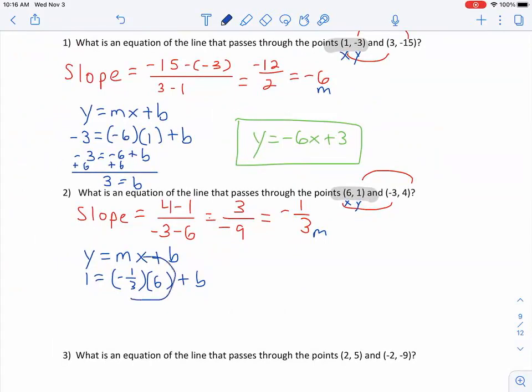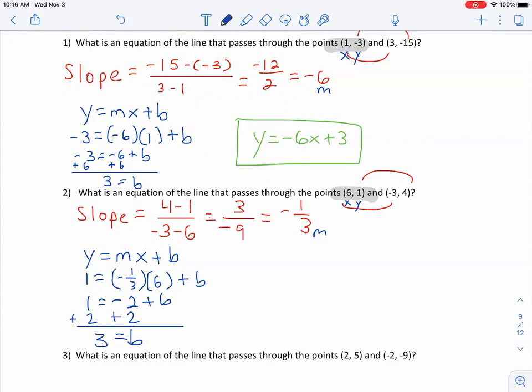So when we solve it for b, let's see here, I have -1/3 times 6 is going to be -2. So I get 1 equals -2 plus b. And again, you could use your calculator for that, right, if you needed to. Add 2 to both sides. And b comes out to be 3 again. That's coincidence, guys, okay? Not always 3. I'm sure it is coincidence.